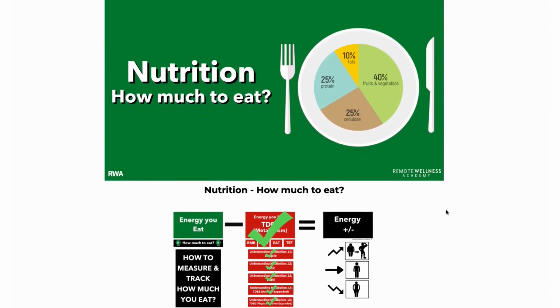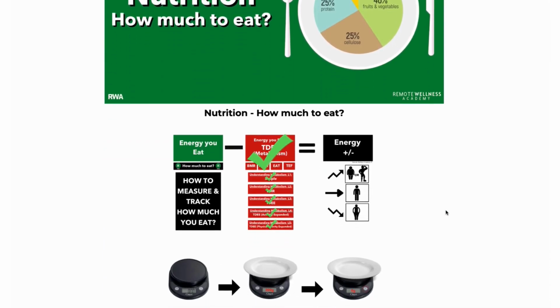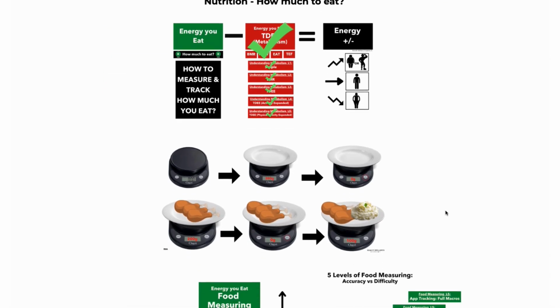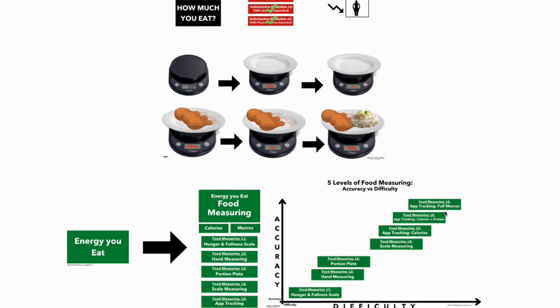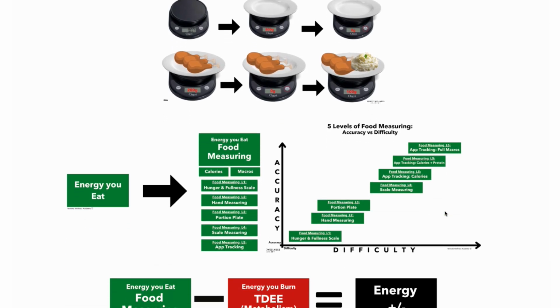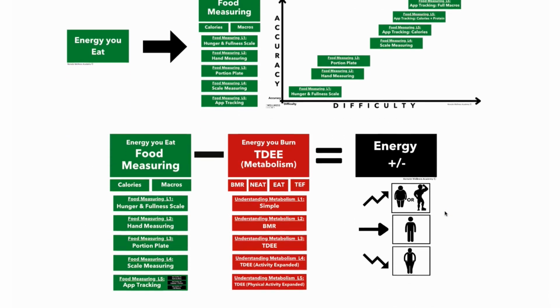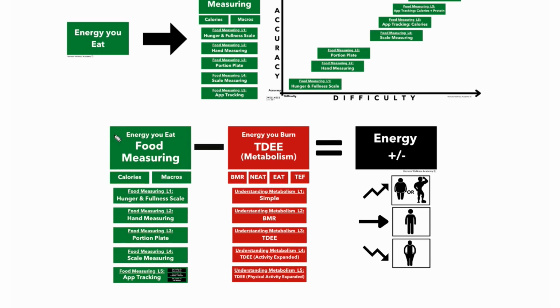How much to eat was all about measuring and tracking food. And so we talked about, hey, how to actually use a food scale, how to actually measure and track food. We learned about the 5 levels of measuring and tracking, and that is how we actually completed our entire equation, which was energy you eat minus energy you burn equals the energy that is in a surplus or a deficit. And so we understood each of the 5 levels for that.